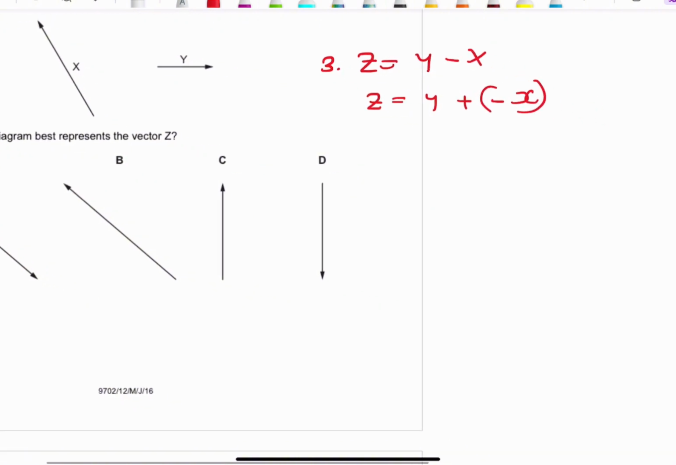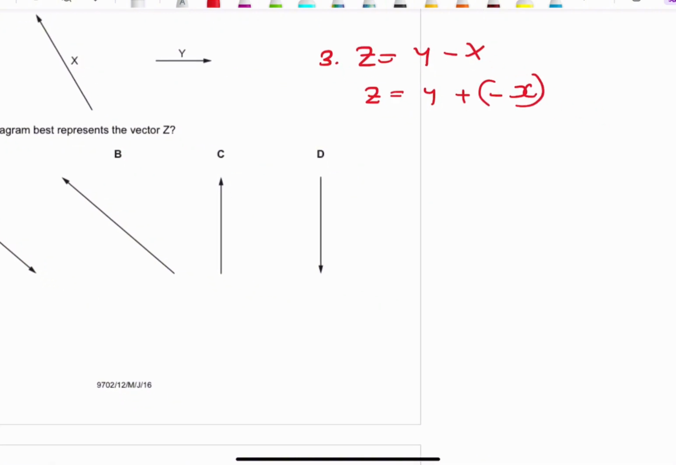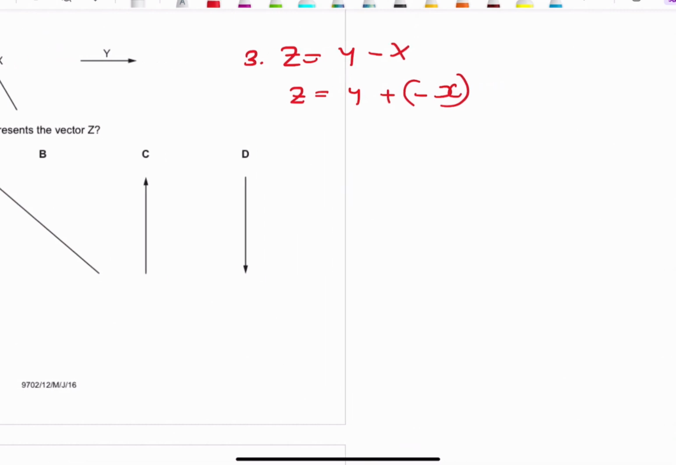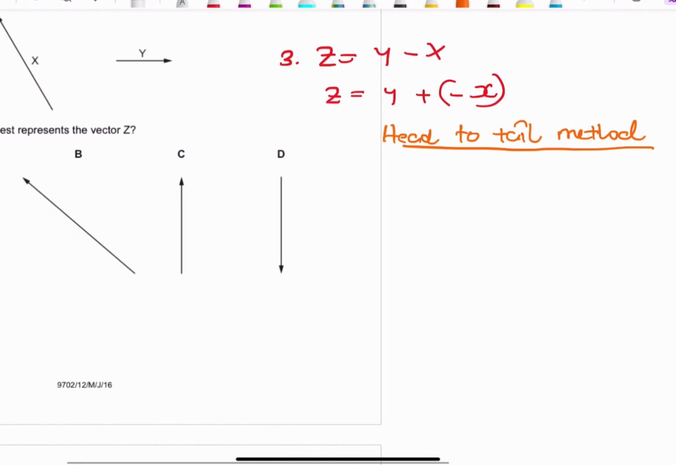So how do we go about this? The first thing I would recommend is you try to draw these two vectors alone. The method we're going to use is a very simple method known as the head to tail method. It's a very easy method that you can implement whenever you're solving questions that involve finding resultant vectors.